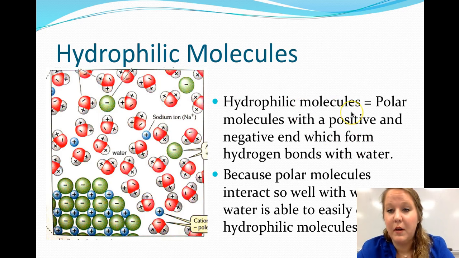So hydrophilic molecules are polar with a positive and negative end, and they're going to form that hydrogen bond with water. So they want to bond with water. They want to be a part of it. Now, polar molecules interact really well with water, and so that's what makes it able to easily dissolve hydrophilic molecules, because it wants to bond with them. It wants to interact. They want to form hydrogen bonds between them.